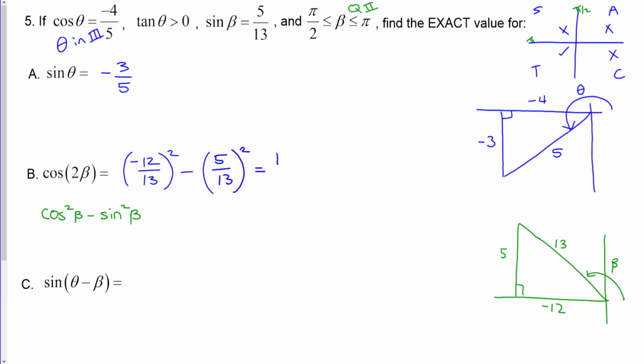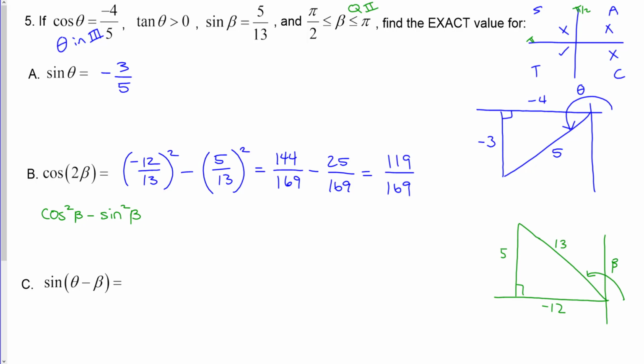So this would be 144 over 169 minus 25 over 169. And when we subtract, we get 119 over 169. So that is cosine 2 beta.